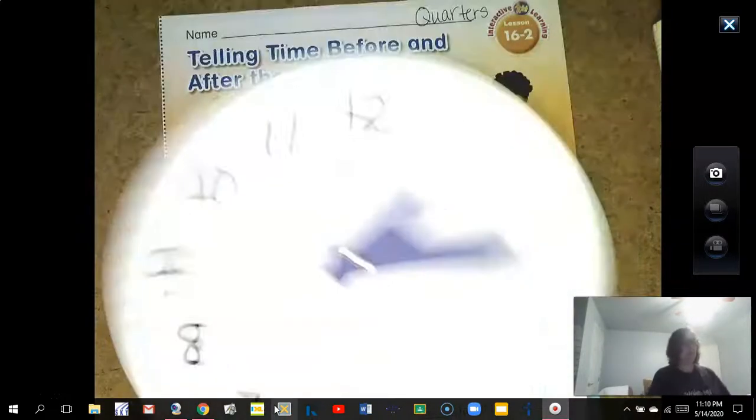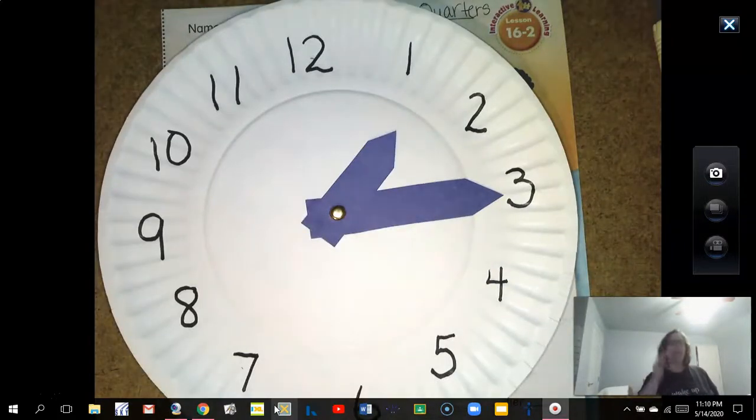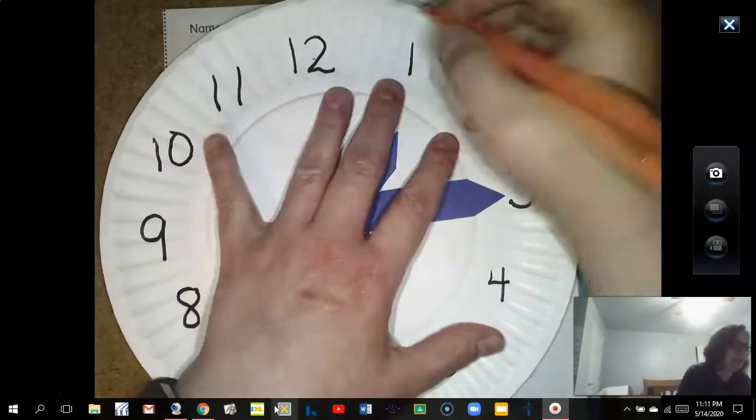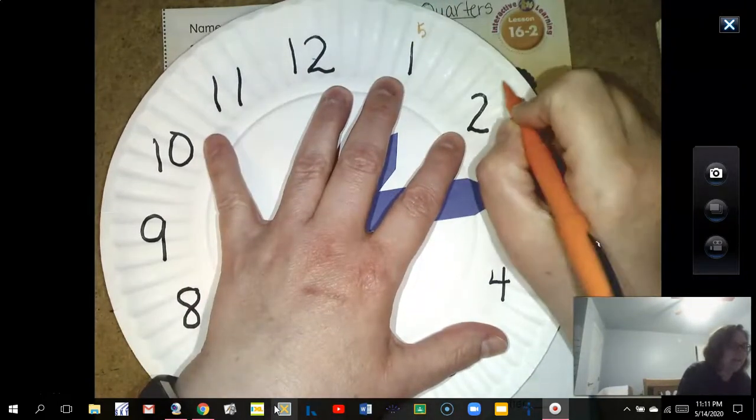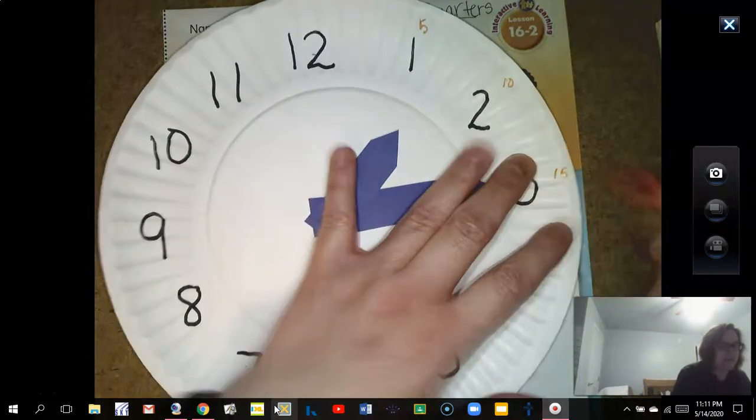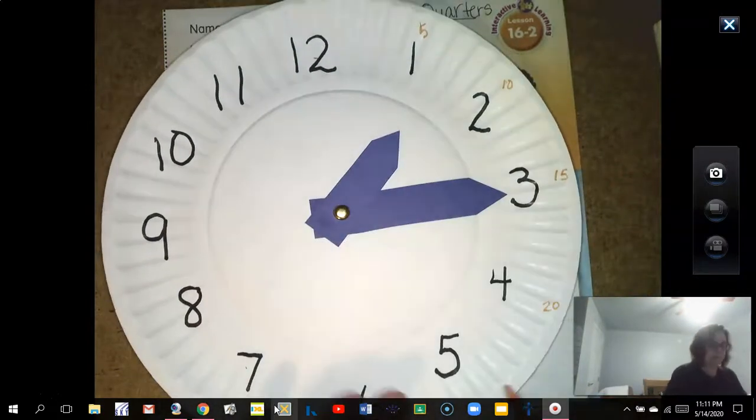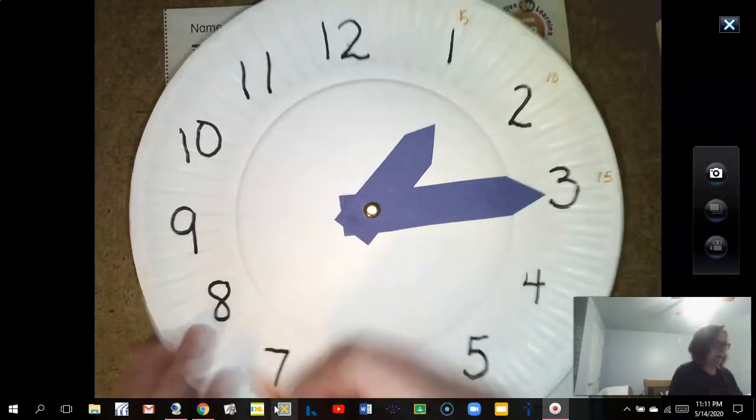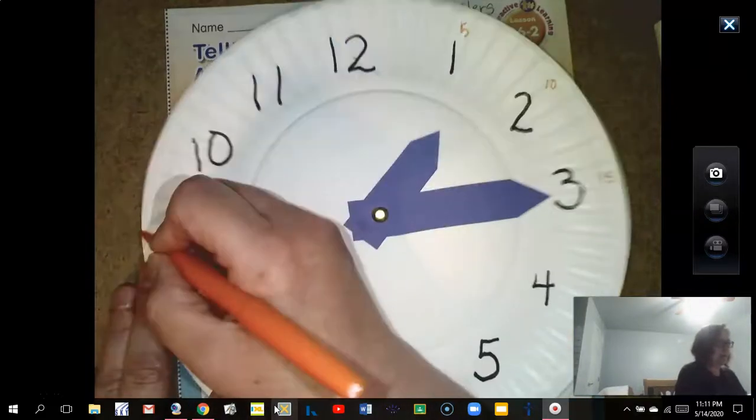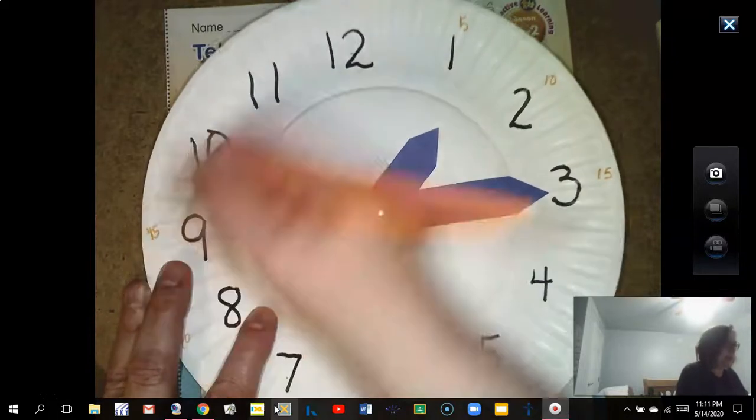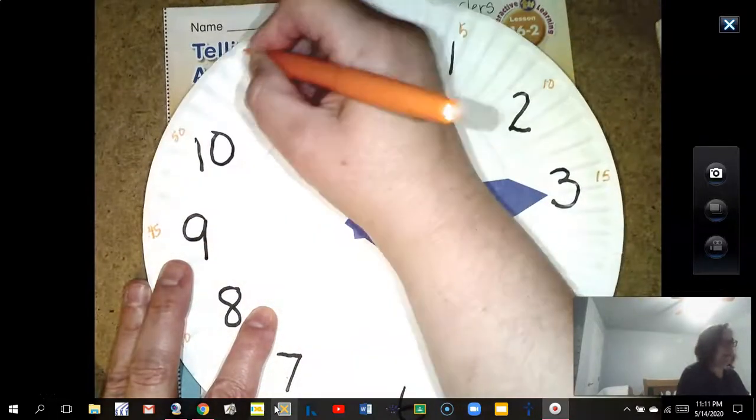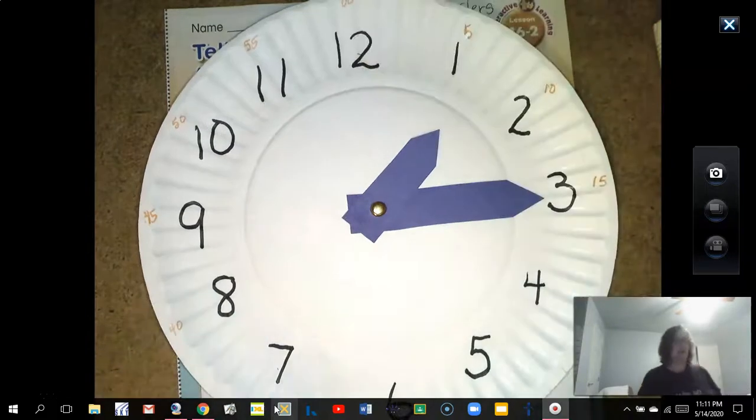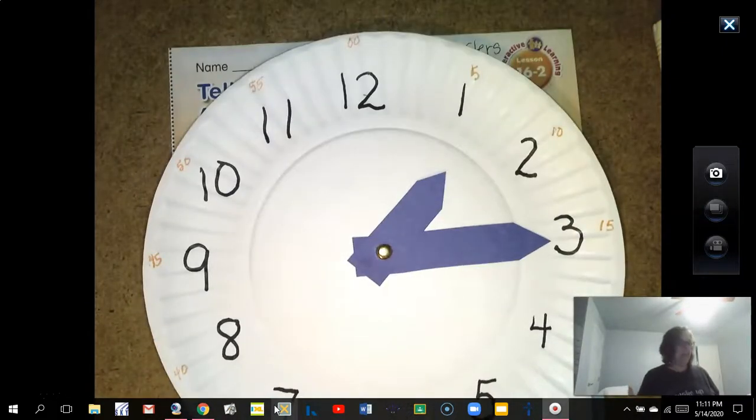And another thing, boys and girls, you guys all made this clock. That's another thing that you could do, is you could take and you could go 5, 10, 15, real small, 20, 25, 30, 35, 40, 45, 50, 55, and here we have 60 or 00 o'clock. Okay?